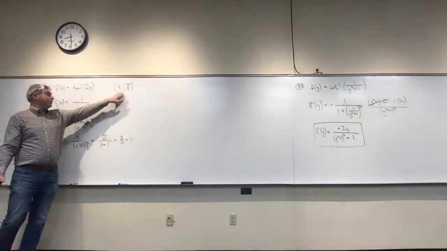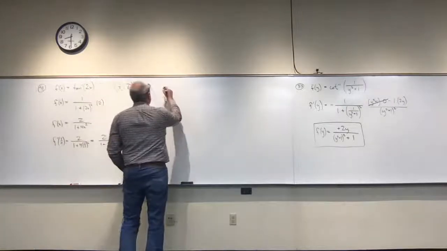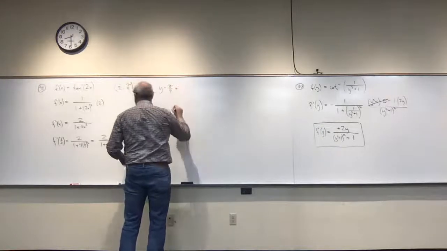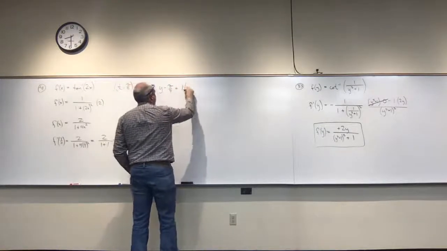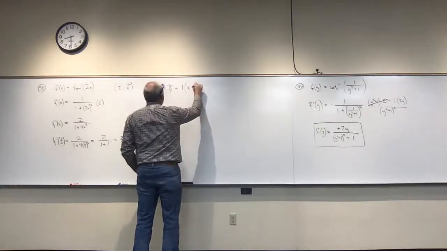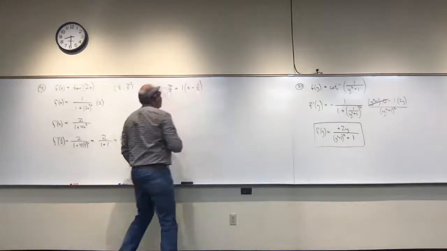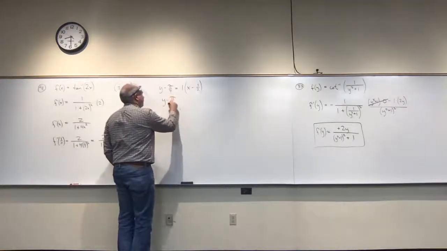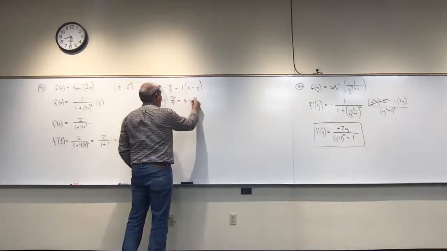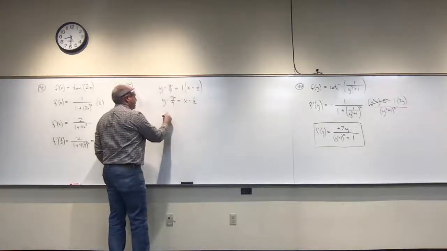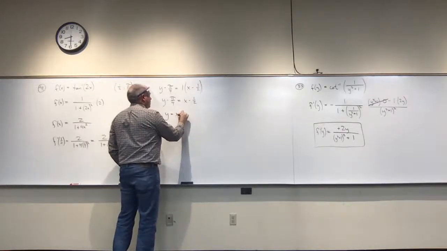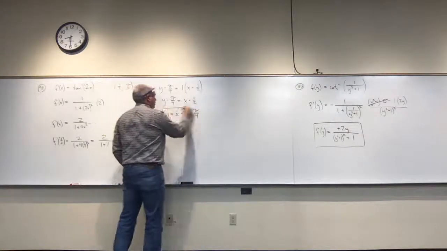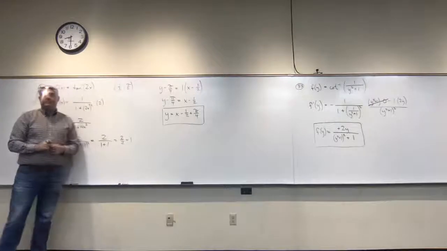So I have a point, I have a slope. Now I can just use my point-slope equation. y minus y1, which is pi over 4, is equal to m, which is 1 in this case, times x minus x1, which is 1/2. Now just solve for y. So y minus pi over 4 is equal to x minus 1/2. Now add pi over 4 to both sides, and I get y equals x minus 1/2 plus pi over 4. We're done.